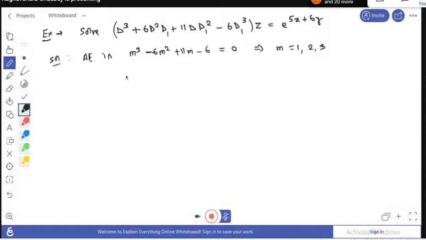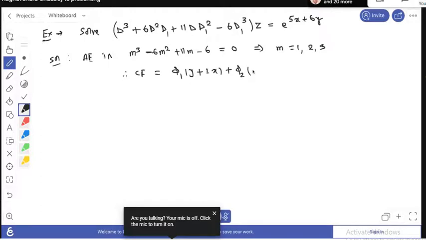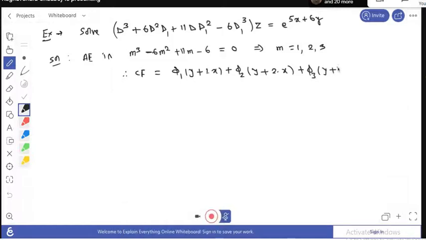So therefore, what is the complementary function? The complementary function is phi 1 of y plus m1 x, where m1 means 1 into x, plus phi 2 of y plus 2x. Because these three roots are distinct, you can write it in this form: phi 3 of y plus 3x. So this is simply phi 1(y + x), phi 2(y + 2x), and phi 3(y + 3x). This is your complementary part.